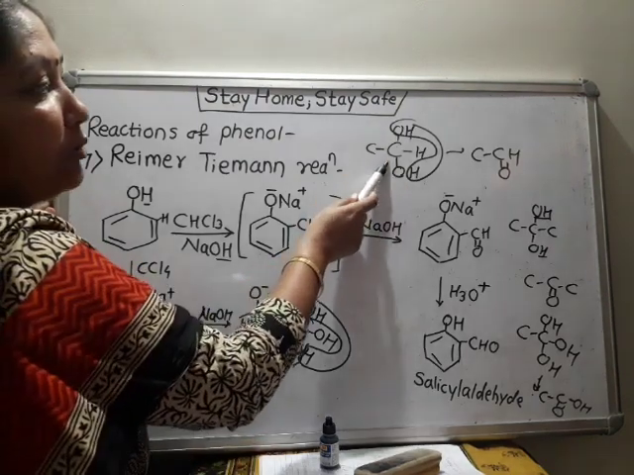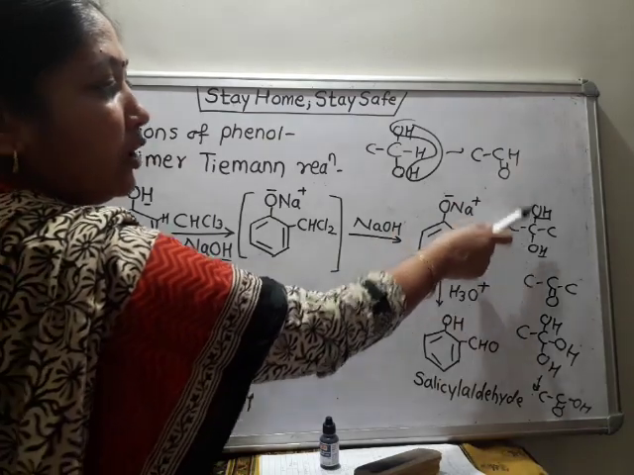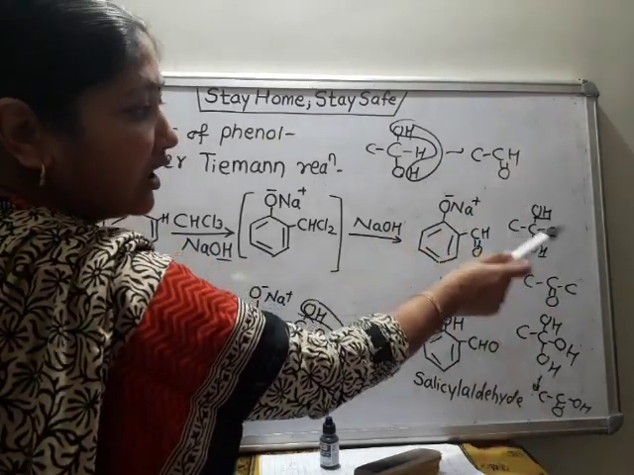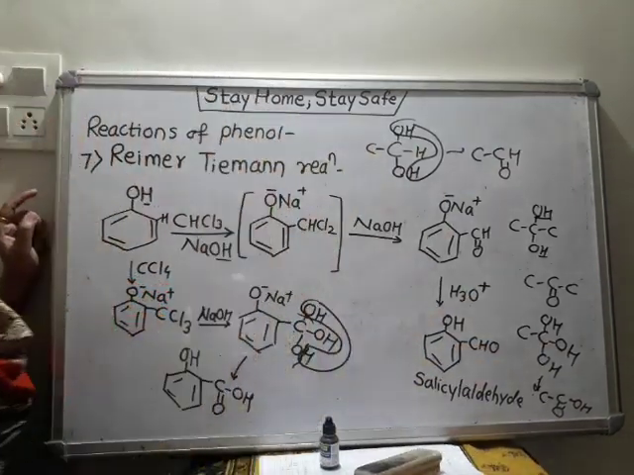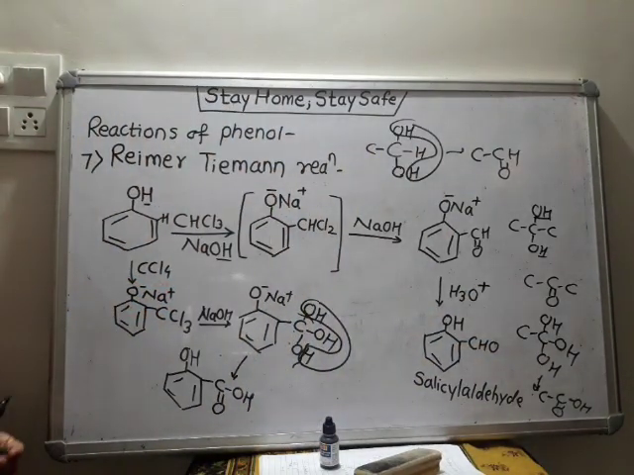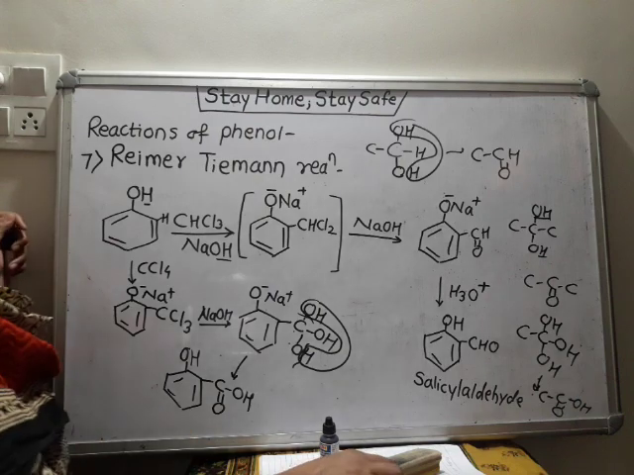So 2 OH on a terminal carbon we get an aldehyde. 2 OH on a middle carbon we get a ketone. 3 OH on a terminal carbon we get a carboxylic acid. Clear? This is the Reimer-Tiemann reaction.